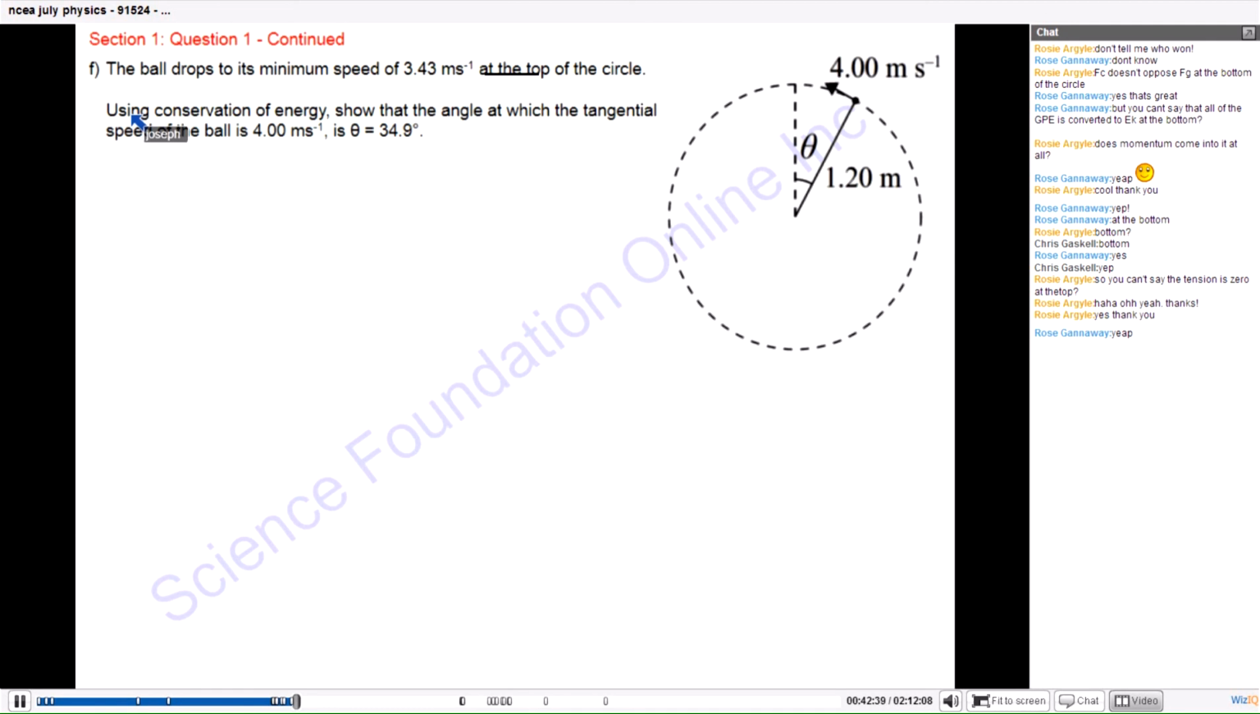I like this. Using conservation of energy, and they even helped you by telling you what to do, show that the angle at which the tangential speed of the ball is 4 meters per second is when theta is 34.9 degrees. Right. Conservation of energy they said as well. And we also used conservation of energy earlier on in the question. Now, let me draw a line here.